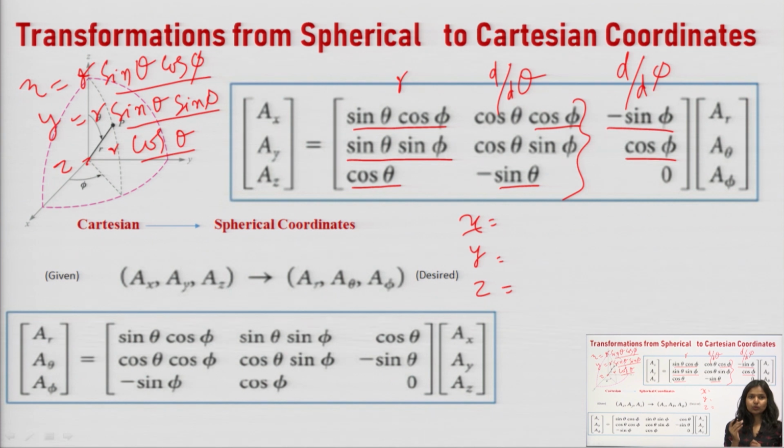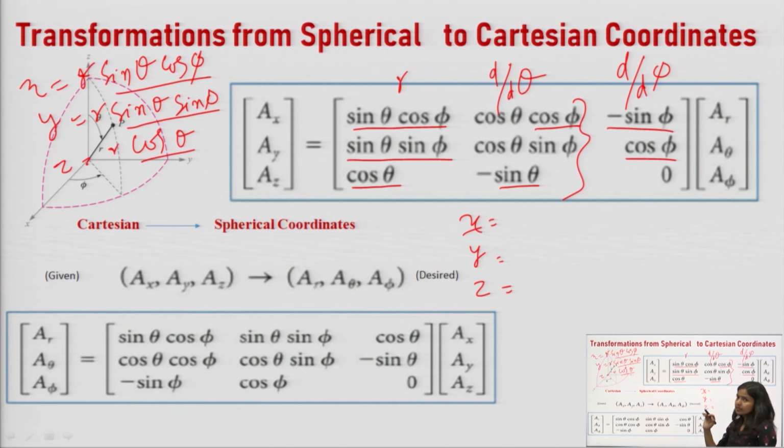One point should be noted here, that this is not a rule. I have just given a trick to remember this complex transformation matrix. So in this way we can transform a vector given in spherical coordinate into Cartesian coordinate.